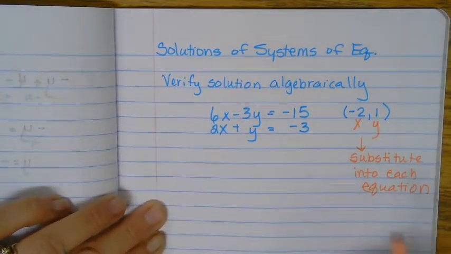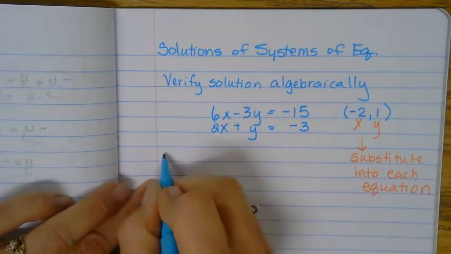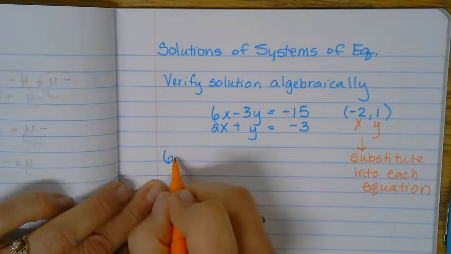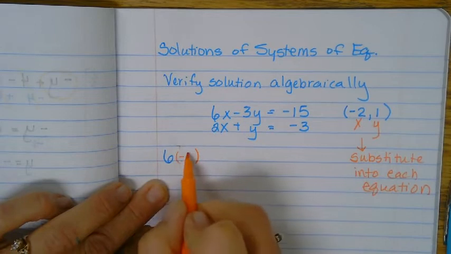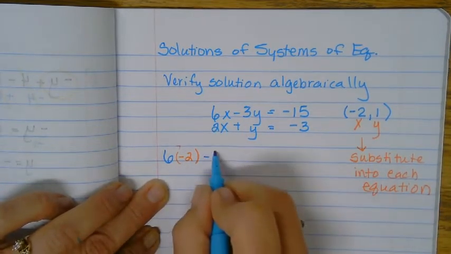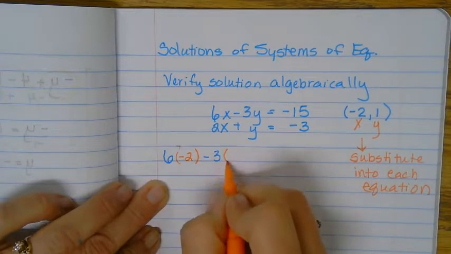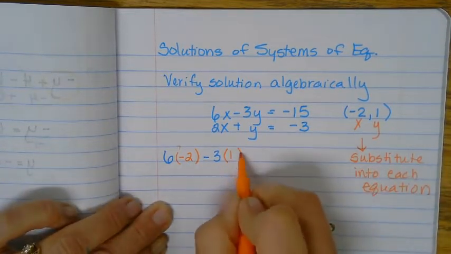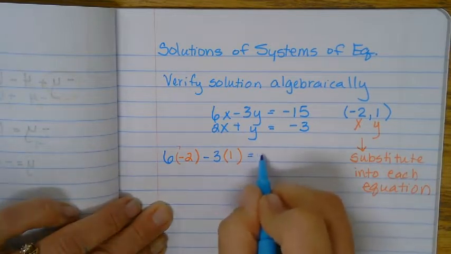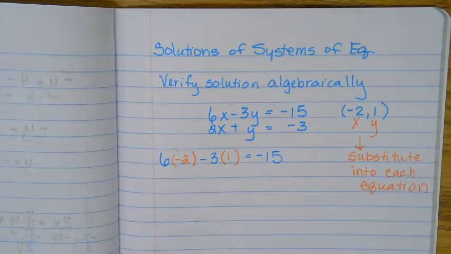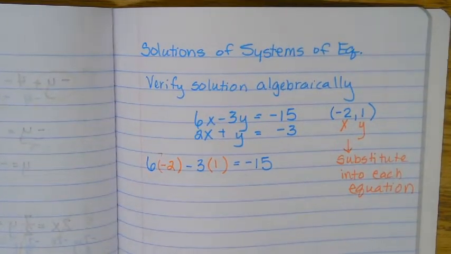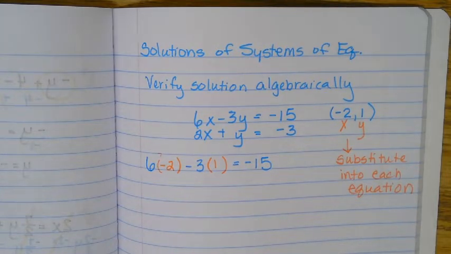So I'm just going to start with the first one. So it's going to be 6, instead of the x, I'm going to put a negative 2, minus 3. In place of the y, I'm going to put a 1. It's negative 15. So once we plug those in, what we're going to do is simplify everything, both sides. This time it's just simplifying the stuff on the left, and see if what we have is a true statement.